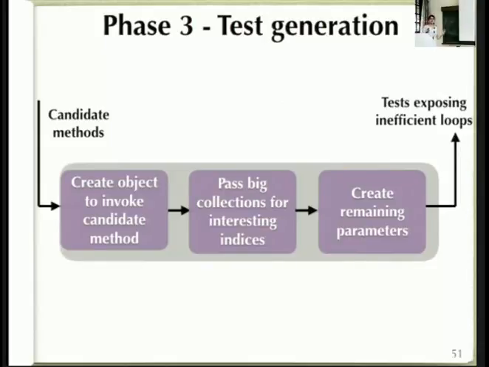Then we will create an object to invoke the method. So if I know there is an M1 method with interesting indices 2 and 3, what is required out of the test? What do we want to do in the test? We know that M1 has a nested loop on parameters 2 and 3. How do we ensure that the test invokes M1? What are the phases involved? How will you ensure that M1 is invoked with 2 and 3 as sufficiently large collections?